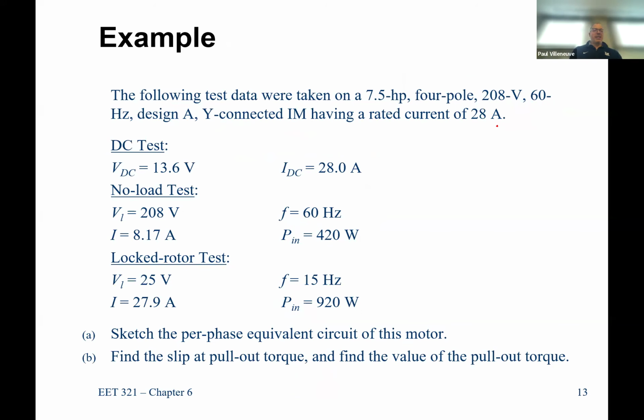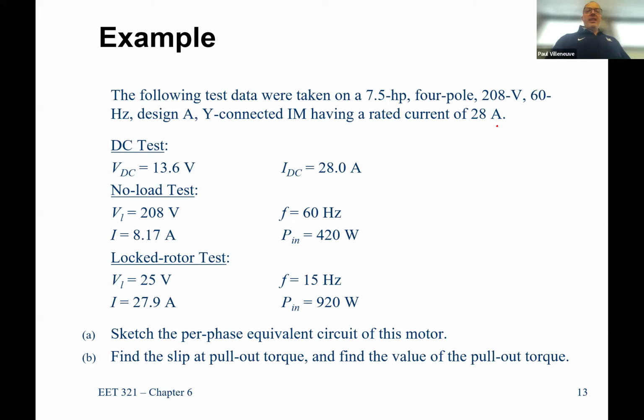Example time. Again, these are ratings: 7.5 horsepower, 4 pole, 208 volts, 60 hertz. Now we need to start thinking about NEMA design. Before we didn't care, but now we actually do care about the design characteristics. So this is a NEMA design A, which allows us to go into our table and pick out the correct values for X1 and X2. It's Y connected and it has a rated current of 28 amps.